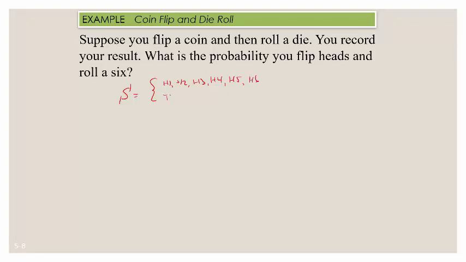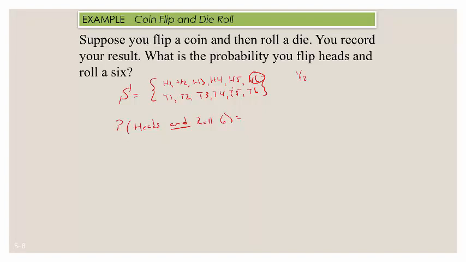And there were 12 things in the sample space. And I asked you this in a previous lecture: what's the probability you flip heads and you roll a 6? Well, just looking here, the probability that you do both flip heads and roll a 6 should be 1/12, because there's only one way you can do it and there's 12 total outcomes.